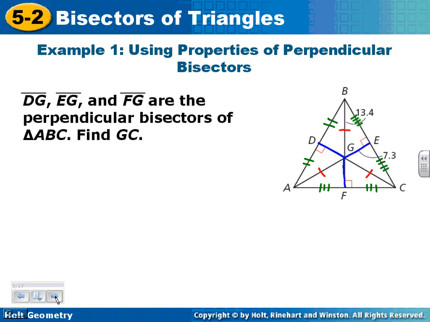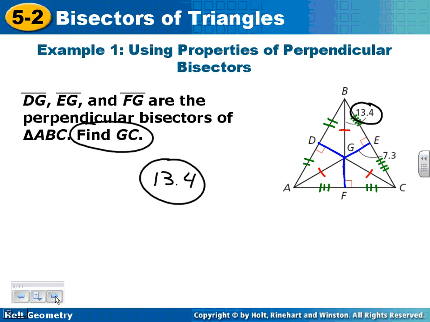So everything is marked. My directions say find GC. So find that length, from G to C. It looks like it's going to be the same as that right there. Notice the little line there. 13.4. And that's my answer. So I can put 13.4 onto that one, but also don't forget this one here is also 13.4.